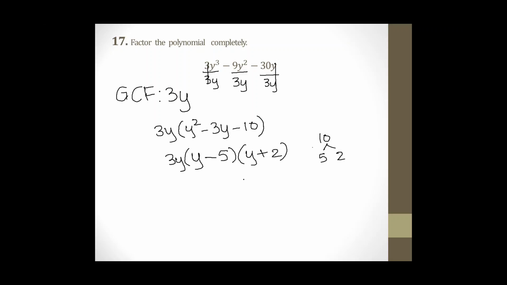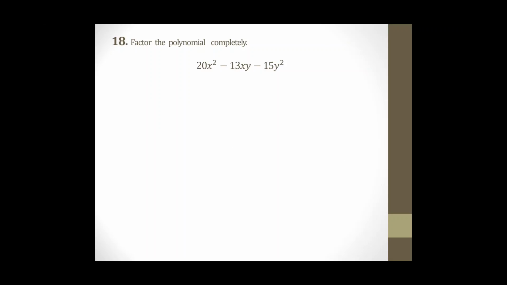Are there any questions? Looks like you guys are doing great with factoring. So let's move on to number 18. So here we want to factor the polynomial completely. We want to see if we have any greatest common factors. So it almost looks like we could, but this 13 put the little monkey wrench in the equation. So 20, 13, and 15, there is no greatest common factor other than 1. And then there's an x squared, there's x and y, and there's a y squared here. So there's no common factors between these three.